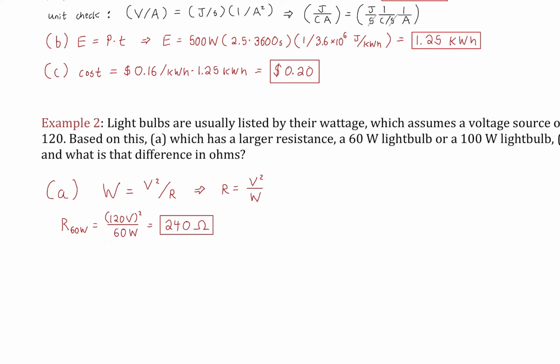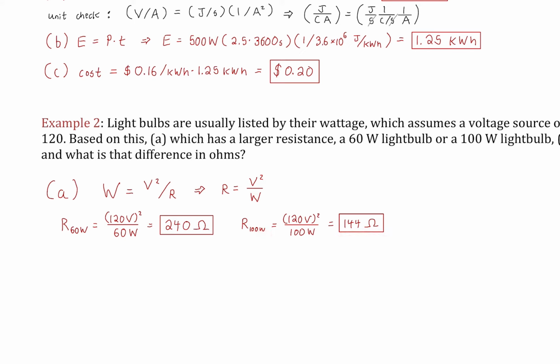The resistance for the 60-watt light bulb will be 120 volts squared divided by 60 watts, which gives me 240 ohms. On the other hand, the resistance for the 100-watt light bulb is 120 volts squared divided by 100 watts, which gives me a resistance of 144 ohms. So that's it. The higher wattage light bulb has lower resistance.